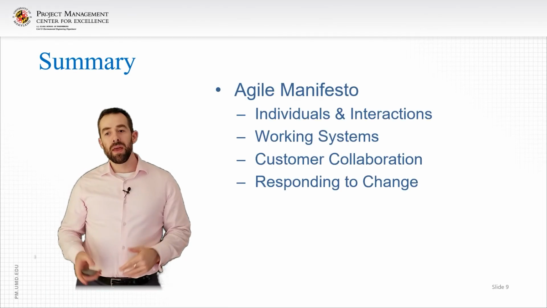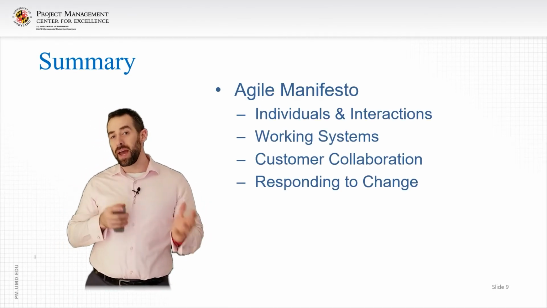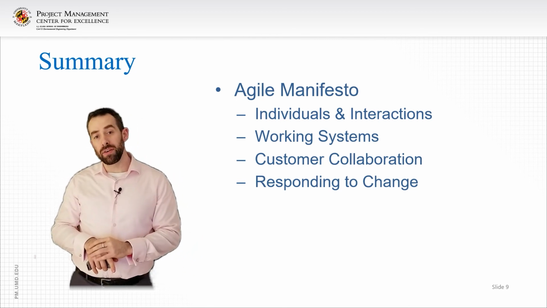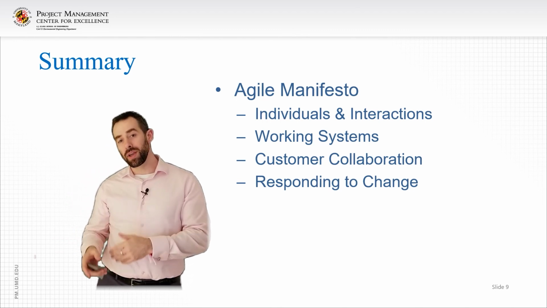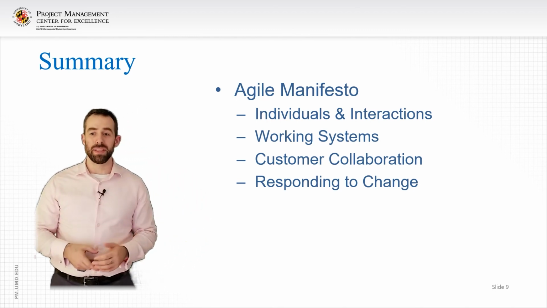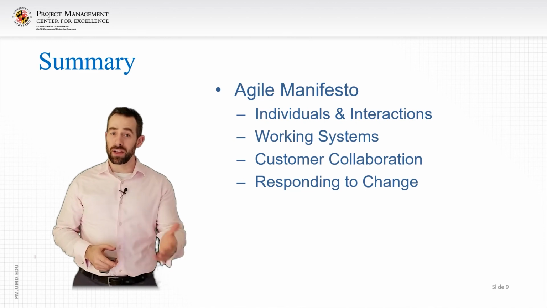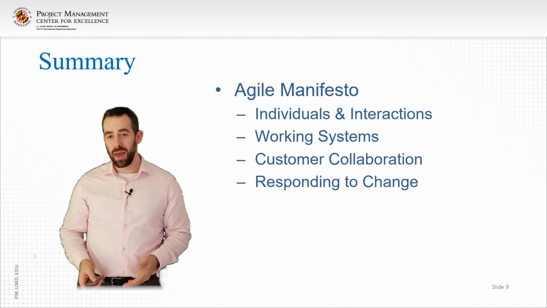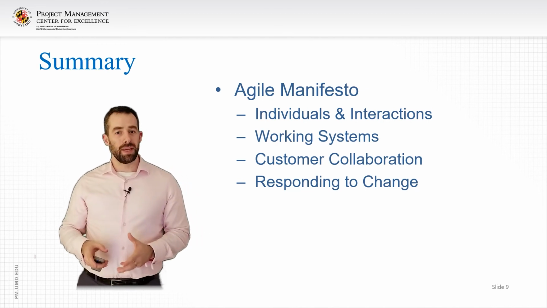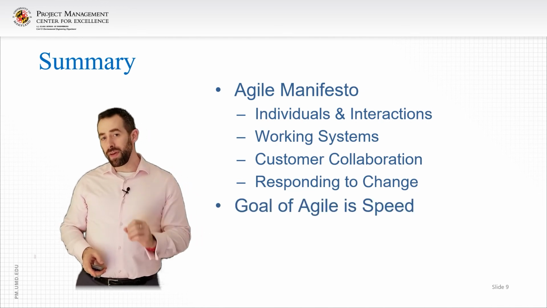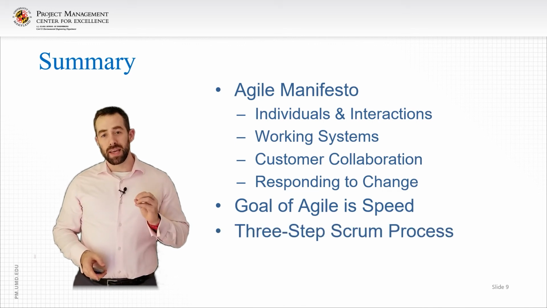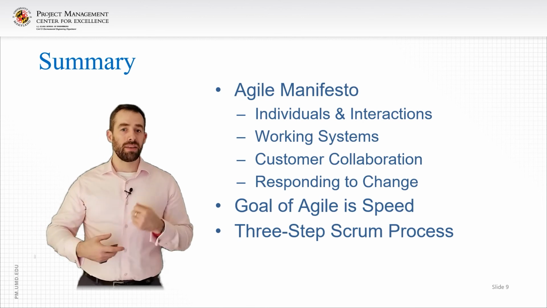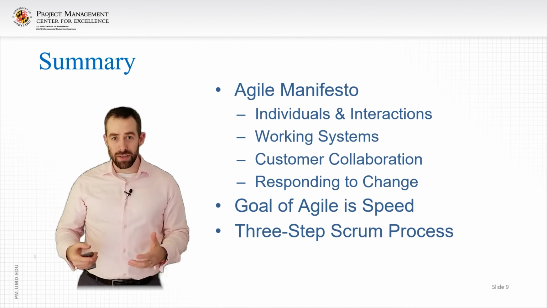So to sum up, we talked about the Agile Manifesto and how we value individuals and interactions over processes and tools, working systems over comprehensive documentation, customer collaboration over contract negotiation, and of course, responding to change over following a plan. And that really is the centerpiece of Agile. But the goal of Agile is speed. It is a 3-step process in order to get that resilient learning framework built into your program.